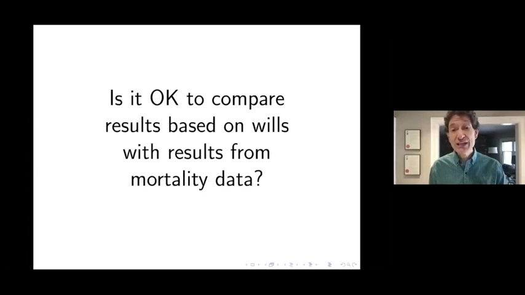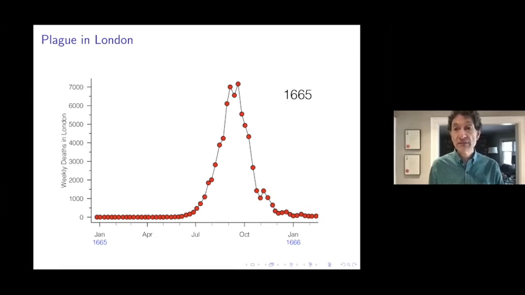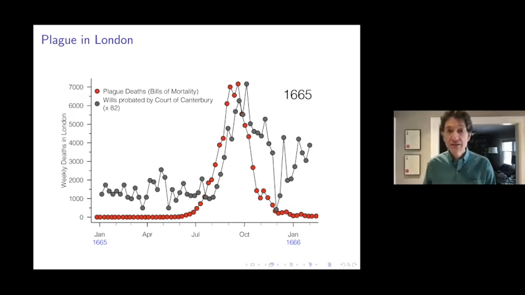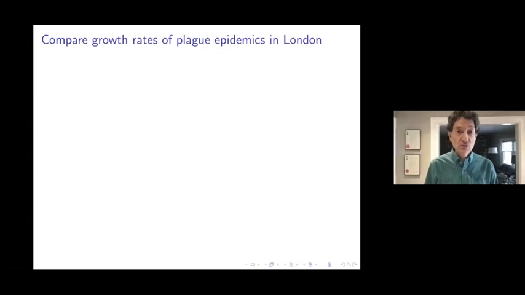Fortunately, because we have wills later on as well, we can investigate that question. So here is just the Great Plague of London in 1665. This is from the bills of mortality, the actual number of recorded plague deaths each week, which is the best data we have. And here is the pattern of wills written in 1665. And you can see that the pattern is very similar. And indeed, the rate of growth during this phase of growth is very, very similar, suggesting that we could compare the rates of growth of plague epidemics in the 17th century with those in the 14th century and see what we learn. So we'd like to do that.